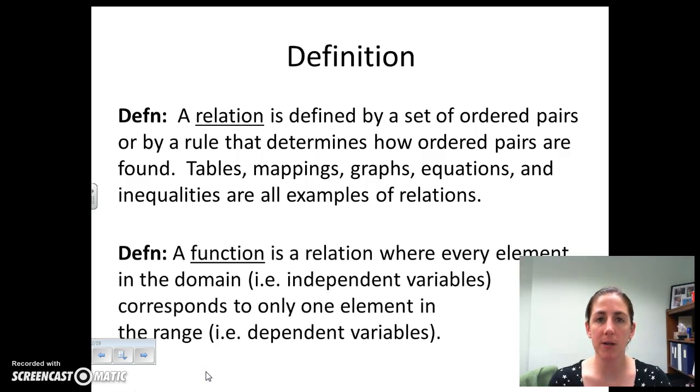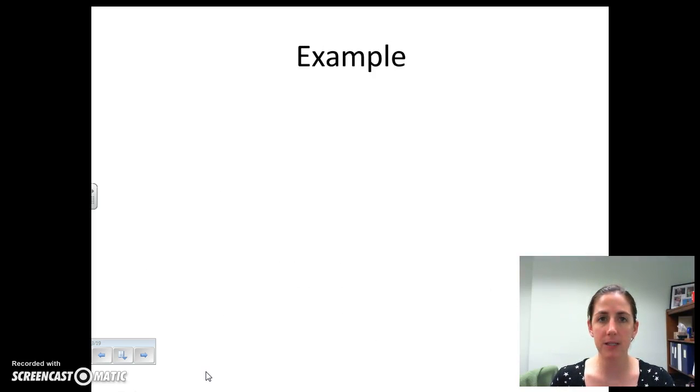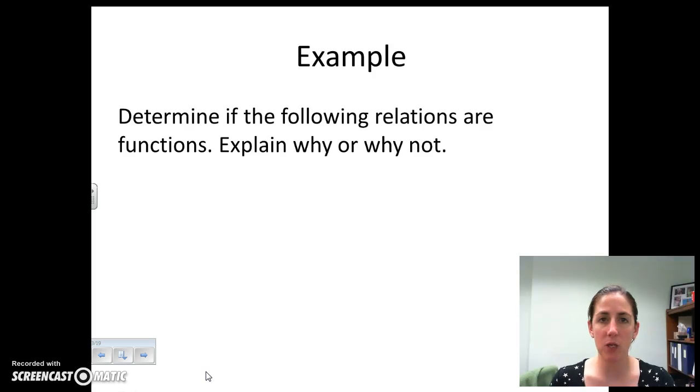Now a function is a special type of relation where every element in the domain maps to one and only one element in the range. In other words, every x value only gives you one y value. If one x value gave you more than one y value, it would not be a function. Let's take a look at some examples. Let's determine which one of these are functions and which ones are not.